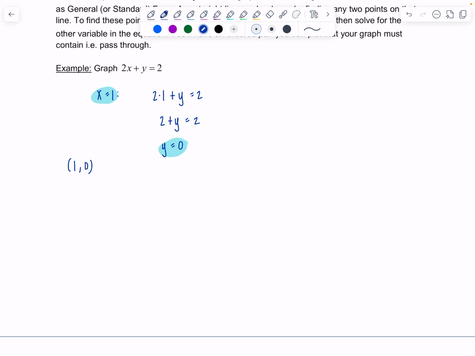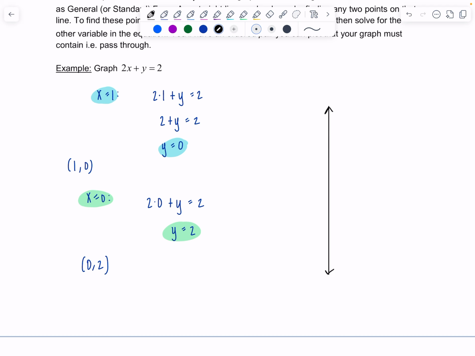Okay, I just have to do it one more time. If I have 2 points, I can draw the line. So now let's try x is 0. So 2 times 0 plus y is 2. So that's just going to be 0 plus y, so y is 2. So this time I plugged in 0 for x. I got that y was 2. So I have the ordered pair 0, 2 on the line. Now we graph. Yep, we sure do.